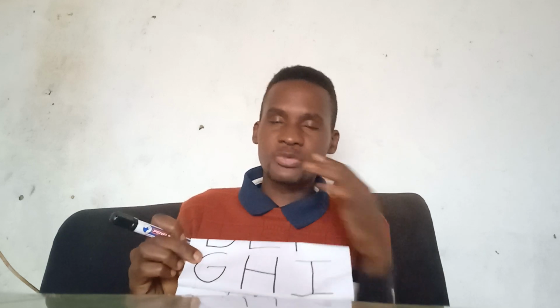Alphabet F. The sound that comes with alphabet F is fly, four. Now we have got alphabet G. Alphabet G. Now alphabet G comes with the sound g, g, g, like go, like give.